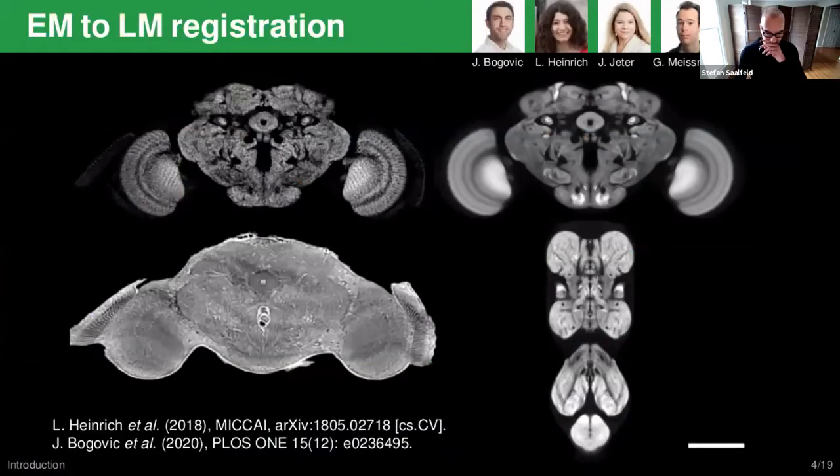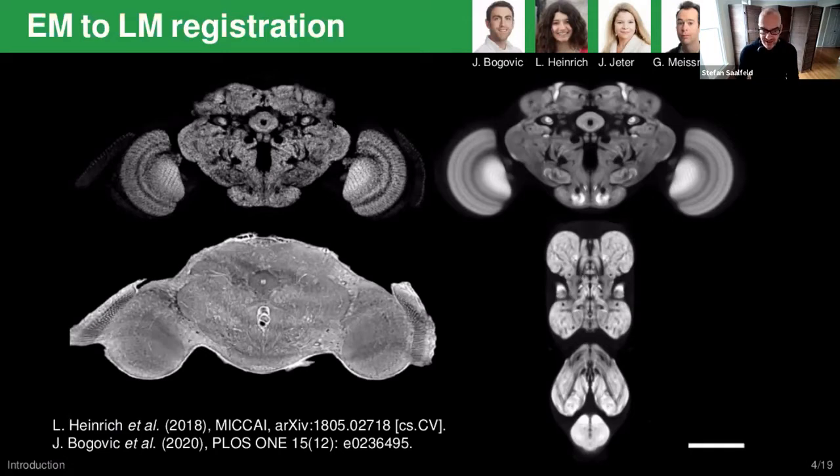Here's an example of what we do when we already have this data assembled. We have worked on correlating light and electron microscopy. As you can see here, you can see an unbiased average atlas of the Drosophila brain and ventral nerve cord that we created from 60 symmetric brain samples labeled with a generic synapse marker and imaged at 0.2 times 0.5 micrometer resolution with confocal laser scanning microscopy.